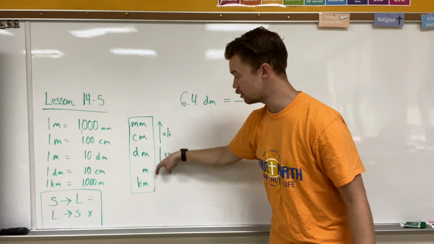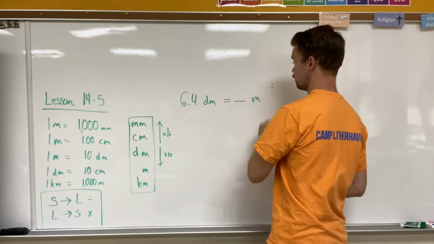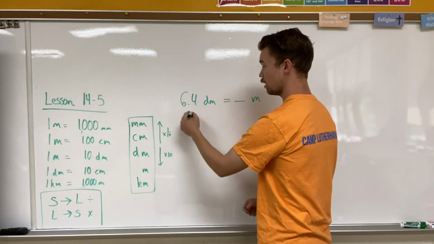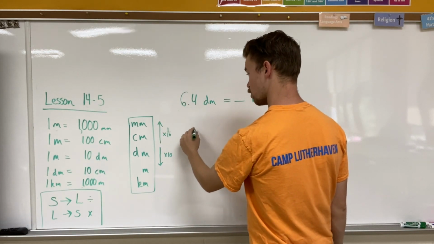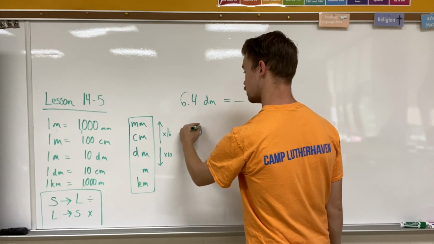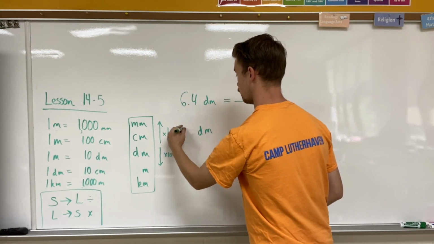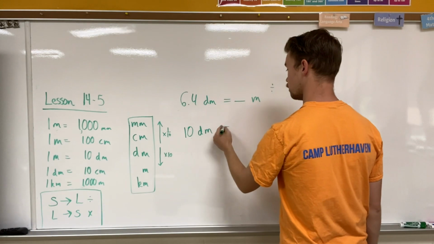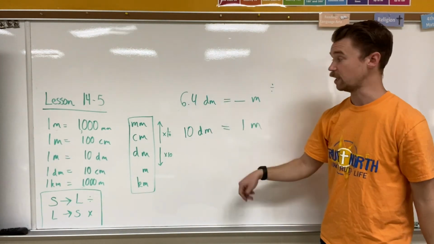Well, going from decimeter to meter, we're going from a smaller unit to a larger unit, which means we're going to divide, which means that we're going to be going a place value over to the left. All right, so I have 1 decimeter, actually, it'd be 10 decimeters, is equal to 1 meter. So I'm going to be cross multiplying and dividing.